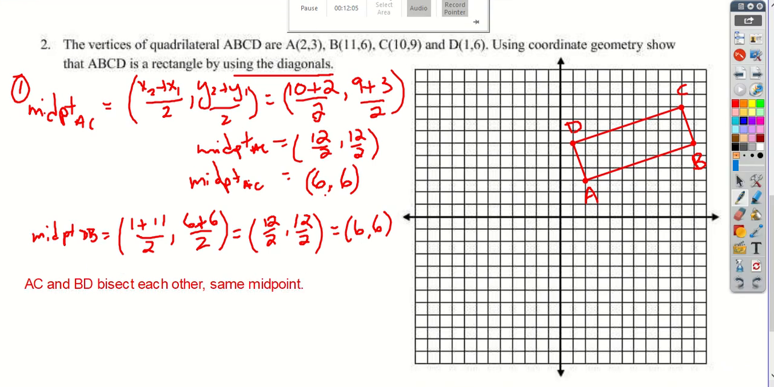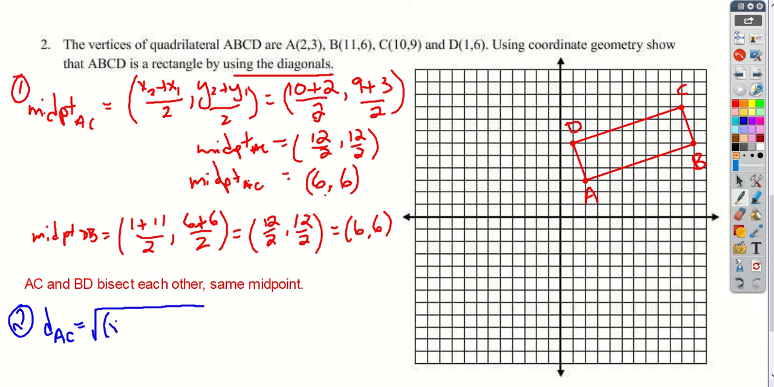All right, the next thing we're going to do is the distance. So this is the second step. So we're going to do the distance of the diagonal. So that's AC. We're going to use the distance formula, and then we'll use Pythagorean theorem here, okay? So the distance formula, if you remember, is the square root of x2 minus x1 squared plus y2 minus y1 squared. So we're going AC, so x2 is 10 minus x1, which is 2 squared, plus y2, which for C is going to be 9 minus 3 squared.